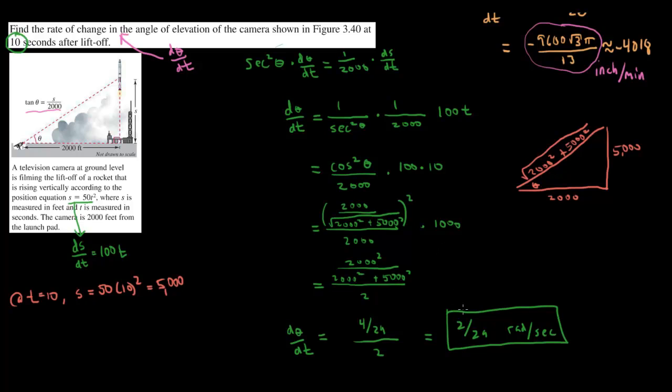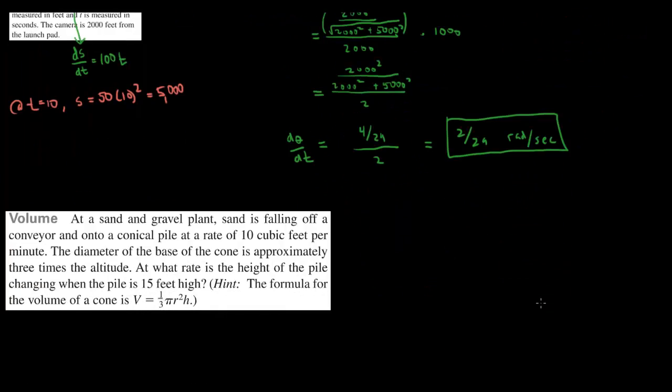That one wasn't so bad, especially compared to the previous one. The one talking about the connecting rod and the crankshaft and the engine pistons took a lot more work. This one seems pretty easy compared to that. Okay, so 2 over 29 radians per second. Okay, let's see, what else do we have here? Give me more examples? Yeah, we have more examples. All right, let's see here.